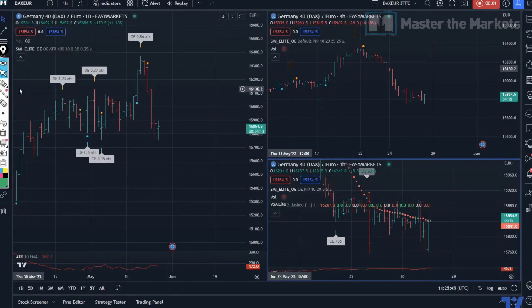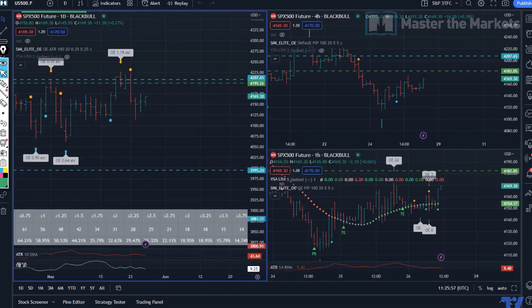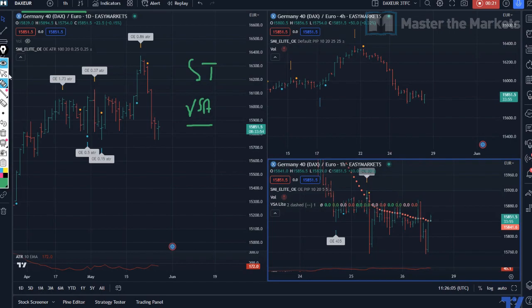Hello traders, here we are taking a look at the DAX chart across the three time frames: daily, 4 hour, 1 hour. I'm also going to be taking a look at all the different instruments: GBP/USD, Euro/USD, gold, S&P, and the Brent oil, all applying the stretch principle and the VSA methodology together on this intraday chart. This and more in this live trading video.